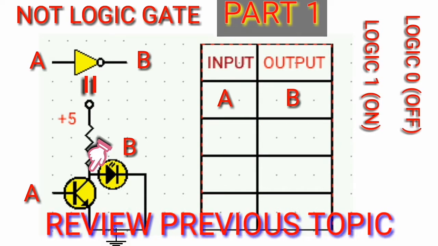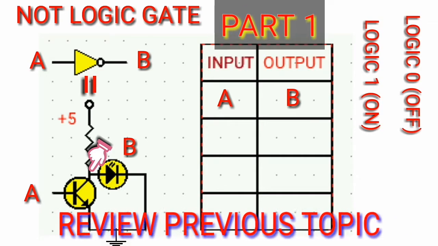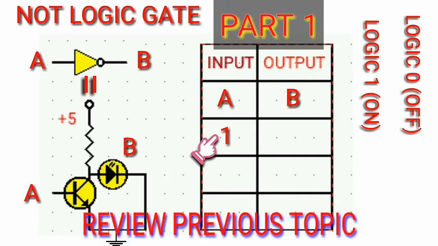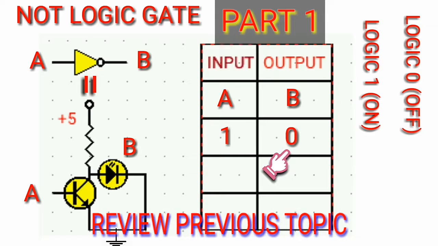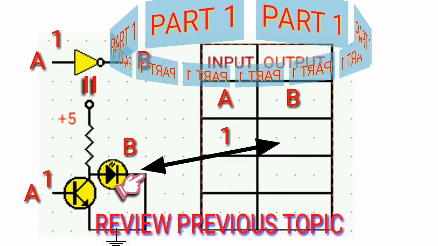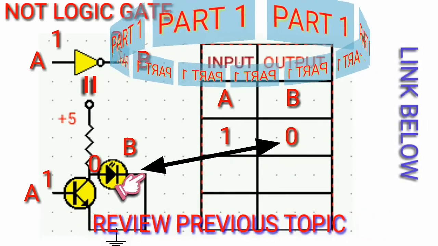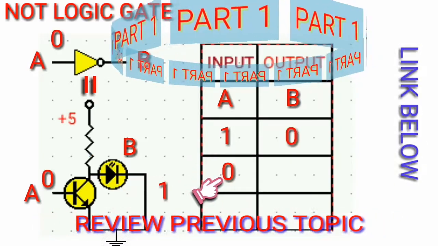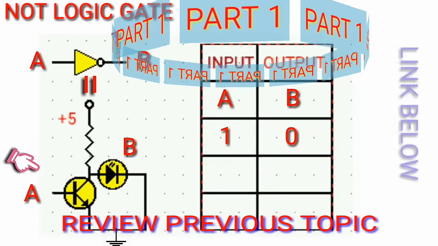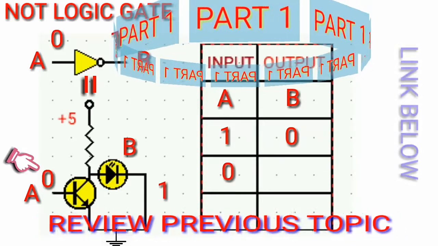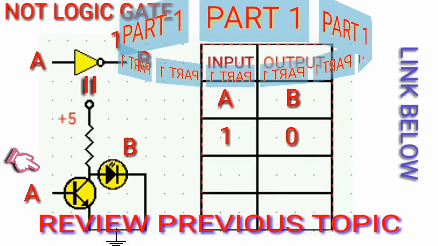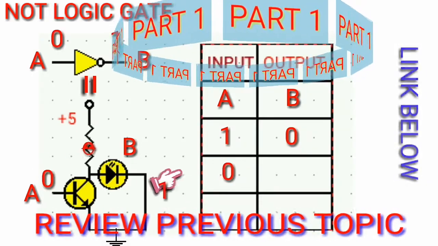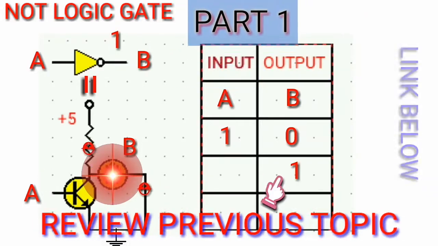So when input A is injected by logic high, then the output will be logic low. This time, let's inject the input A by logic low. Therefore, when the input A is logic low, then the output will be logic high.